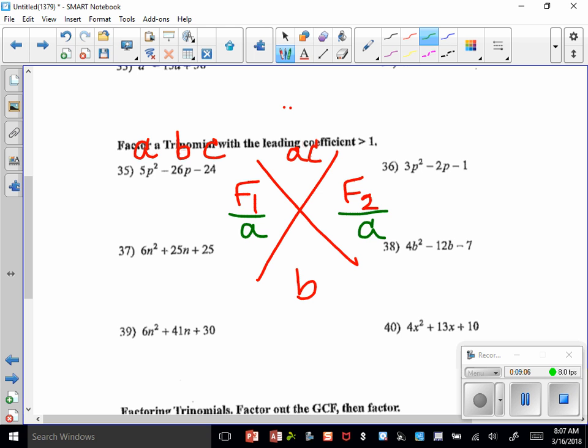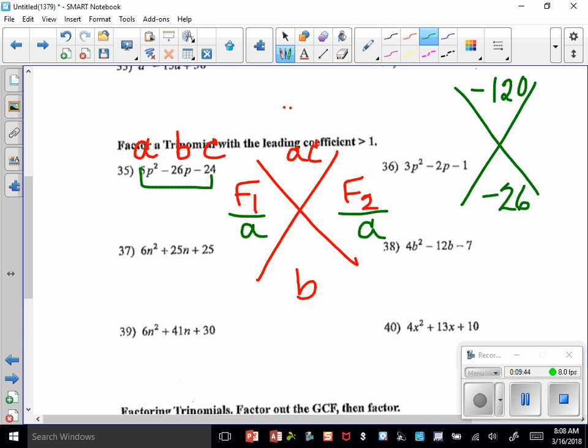So let's actually take the numbers that are here, and we're going to place them in their proper places based on what I have written here. So I'm going to just erase this, but you don't need to erase it because you need to have it so you'll know where the numbers are going. So first thing we're going to do is multiply the A and the C term together. So can someone multiply negative 24 times 5? Negative what? Okay. And then our B term goes at the bottom, which is negative 26.